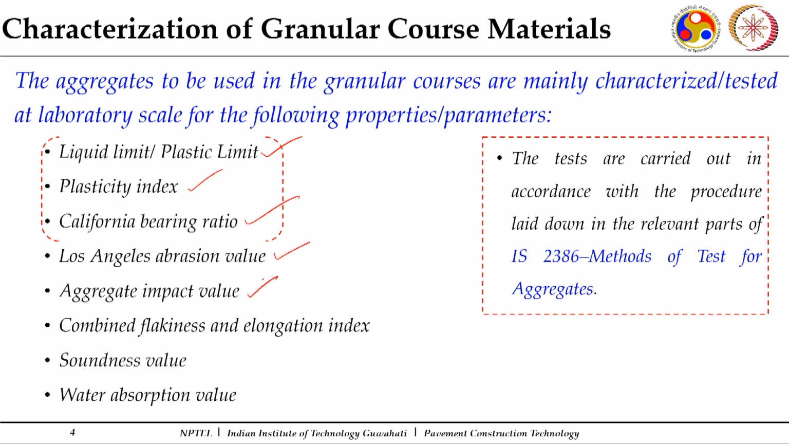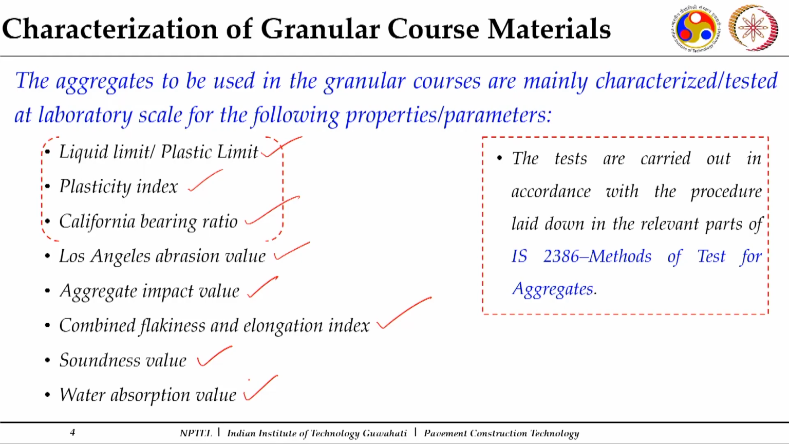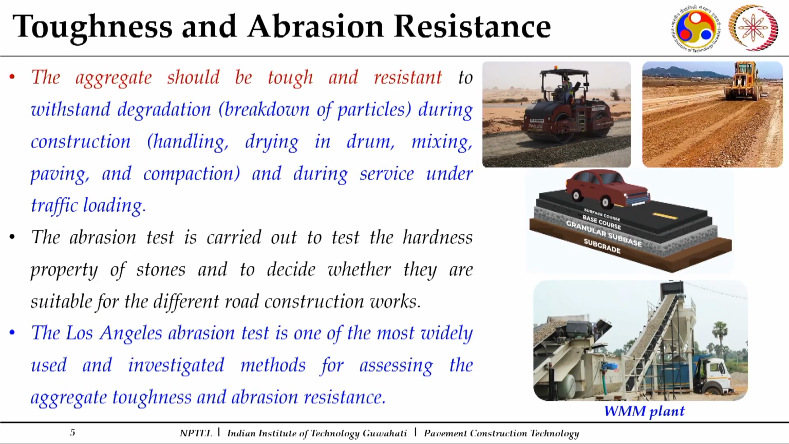Then we have aggregate impact value, combined elongation and flakiness index, which talks about the shape of the aggregates, soundness value, which gives an idea about the weathering resistance of the aggregates, that is, resistance to change in different environmental, climatic or moisture related conditions, and the last one is water absorption value. All these are classified as per IS 2386. Different parts are there for the evaluation of these different characteristics.